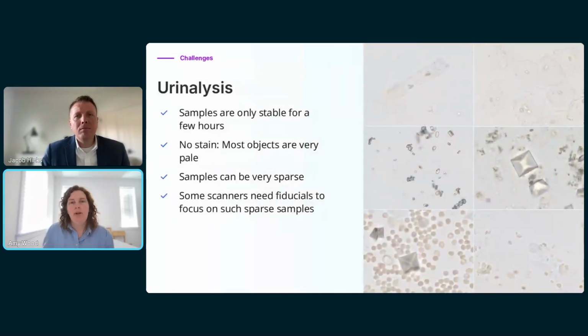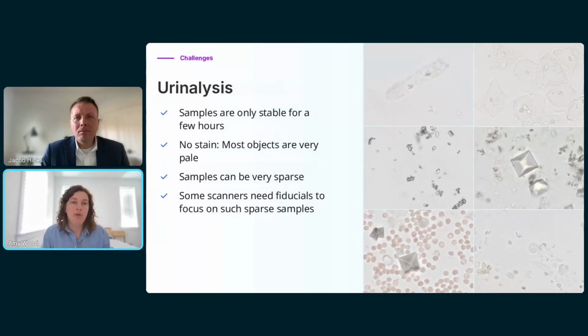Another wet mount that we work with is urinalysis. Here we have samples that are only stable for a few hours. In this top left corner here, we have a cast. These break up really quickly, and so it's not possible for a lab collecting these samples to send them to us and have us do our testing here. We constantly need fresh samples, and that testing has to happen in their lab so that we can find enough of these objects to train our model. So that was a challenge here.